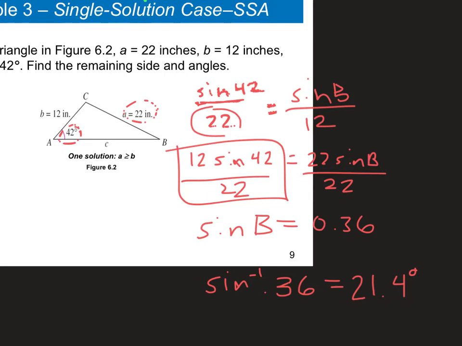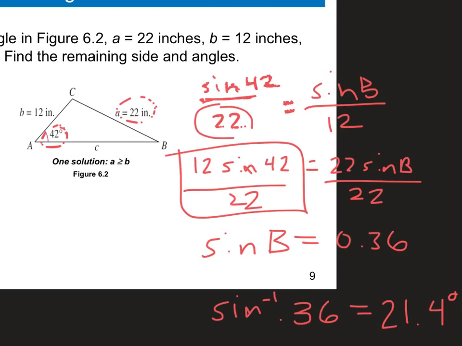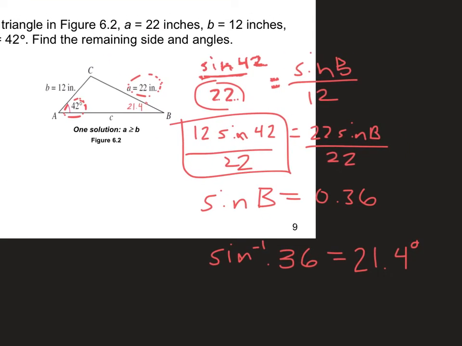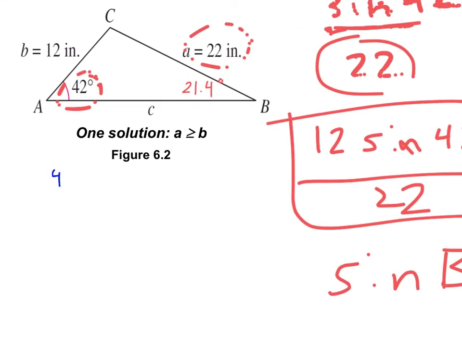Now we have two angle measures. How can we find C? We add the angle measures and subtract it from 180. Yep. So 42 plus 21.4 is equal to 63.4. 180 minus 63.4 is 116.6. So angle C is 116.6 degrees.